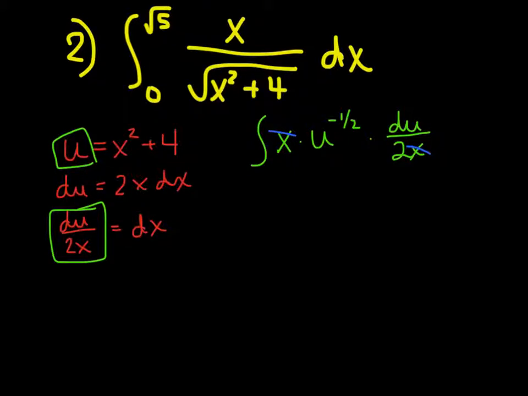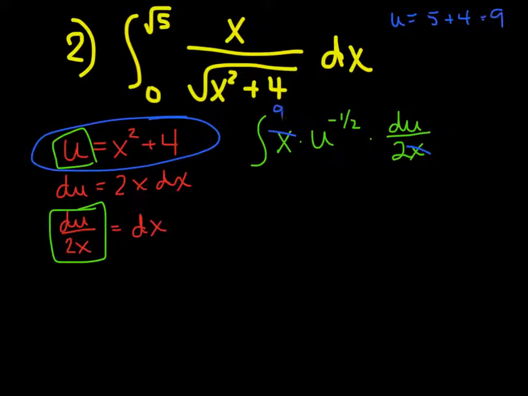Before we move on and do the integral, we want to go ahead and change our bounds. So kind of off to the side, okay, we have u is equal to, I'm going to take my upper bound and plug it into this equation. So u is equal to square root of 5 squared would be 5, plus 4 would be 9. So that's my new upper bound. My lower bound would be u is equal to 0 squared, so 0 plus 4, which is, of course, just 4. All right, so let's go ahead and take the integral of this.